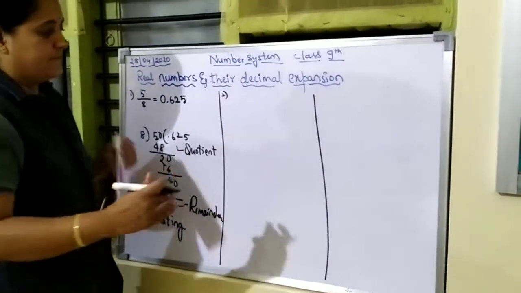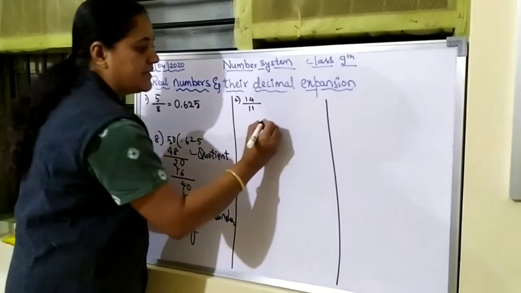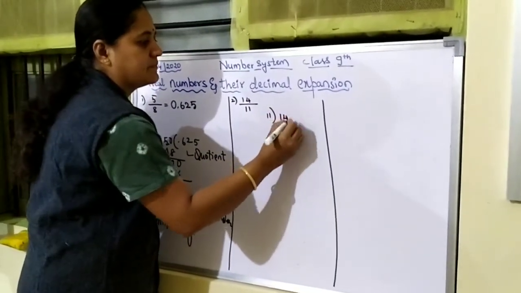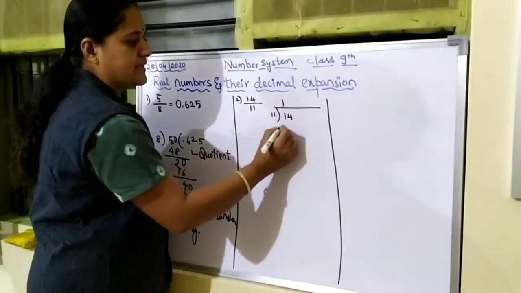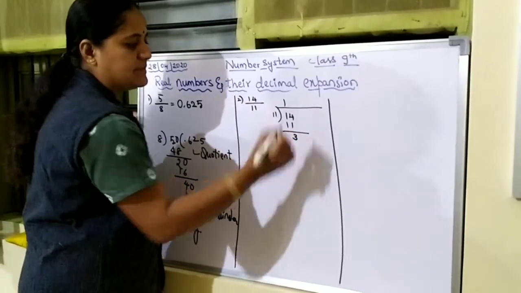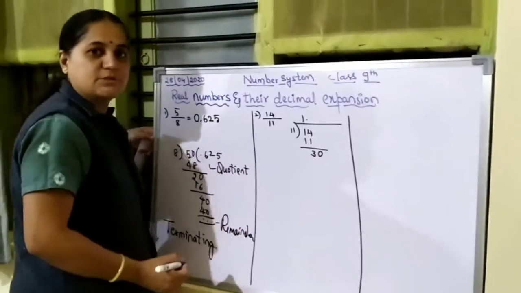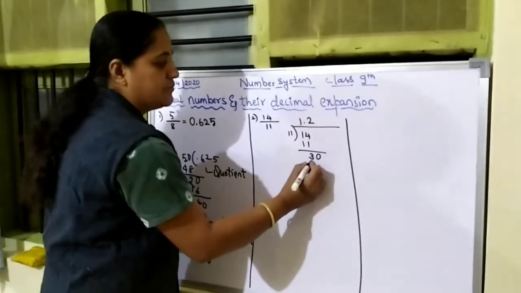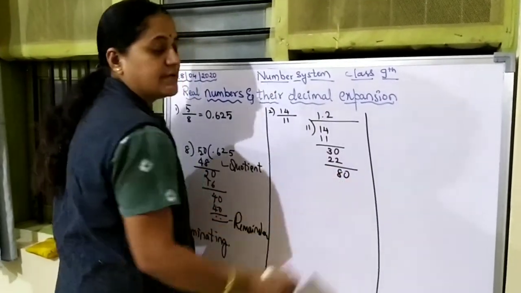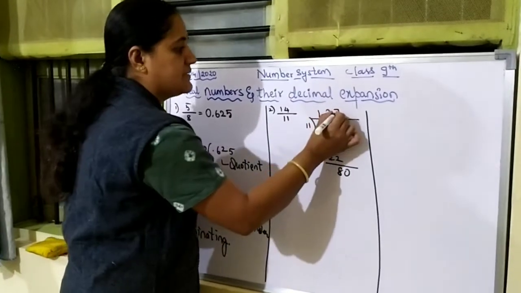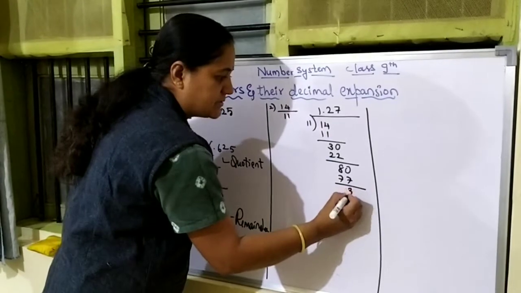Now let us see in the second example what will happen. Say for example 14 by 11. If I start dividing, 14 is a bigger number, so ones I can cancel. 11 ones are 11, 3 remains. For further division I take the help of decimal and I will take 0. So 11 twos are 22, remainder is 8. Because of the decimal I can take one more 0. So 11 sevens are 77, and here the remainder is 3.